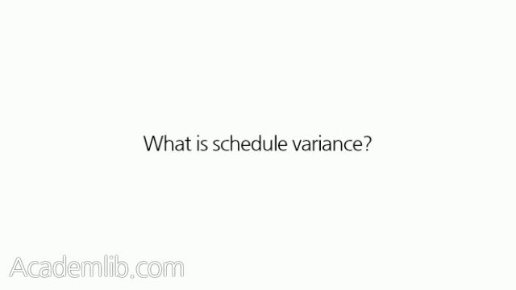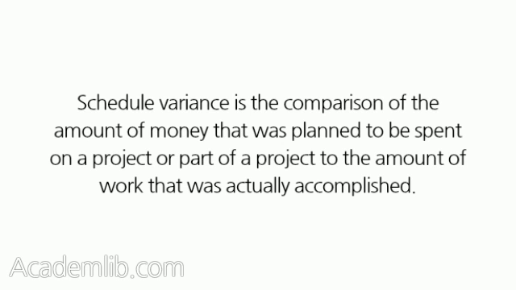What is schedule variance? Schedule variance is the comparison of the amount of money that was planned to be spent on a project or part of a project to the amount of work that was actually accomplished. Tell me more.